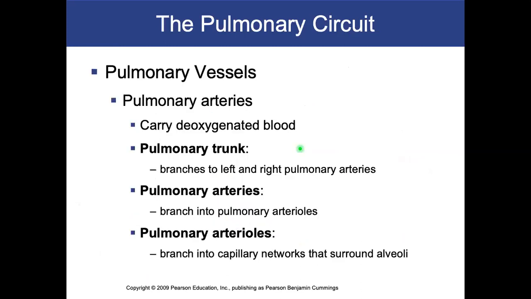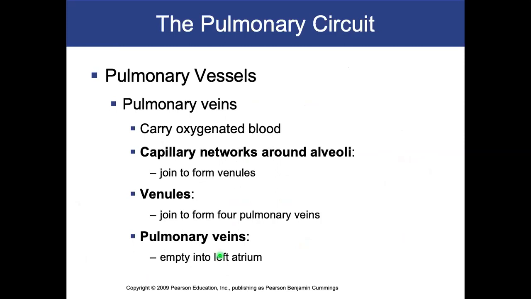Pulmonary circuit. Pulmonary arteries go from the heart to the lungs. They carry deoxygenated blood. Draw this out, you guys. Make sure you understand circulation to the lungs. The pulmonary trunk comes off the heart, right? Then it turns into left and right pulmonary arteries. And then they branch into pulmonary arterioles. And then they break into capillary networks that surround the alveoli. They then go back to form venules and then veins, and then they empty into the left atrium.